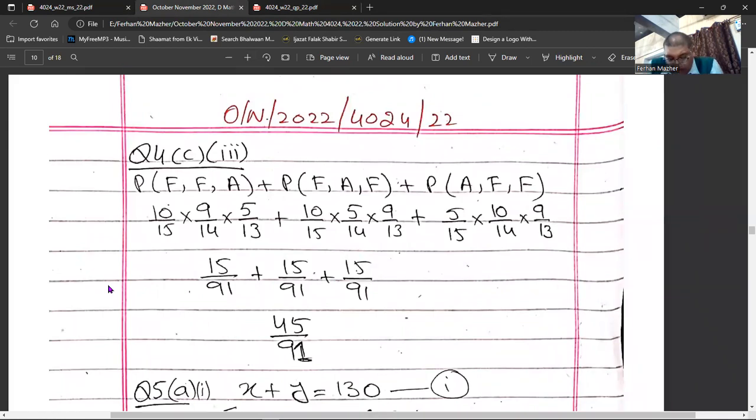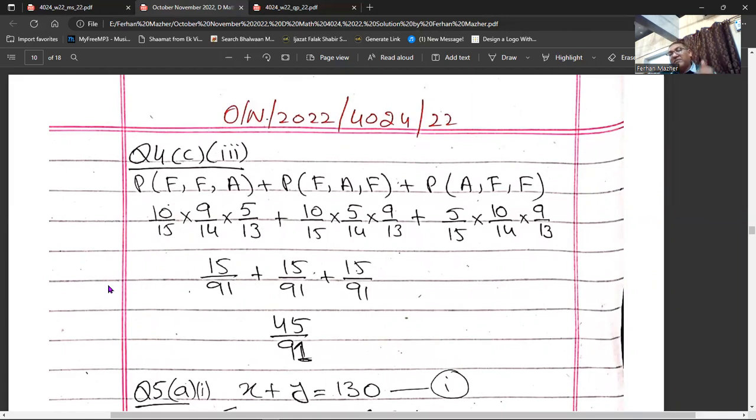So 3 people will be selected out of these French-speaking people. You will have the probability of French, French, Arabic, plus the probability of French, Arabic, French, plus the probability of Arabic, French, French. Here Arabic means he speaks French and Arabic. So 10 by 15 multiplied by 9 by 14 multiplied by 5 by 13, plus 10 by 15 multiplied by 5 by 14 multiplied by 9 by 13, plus 5 by 15 multiplied by 10 by 14 multiplied by 9 by 13.